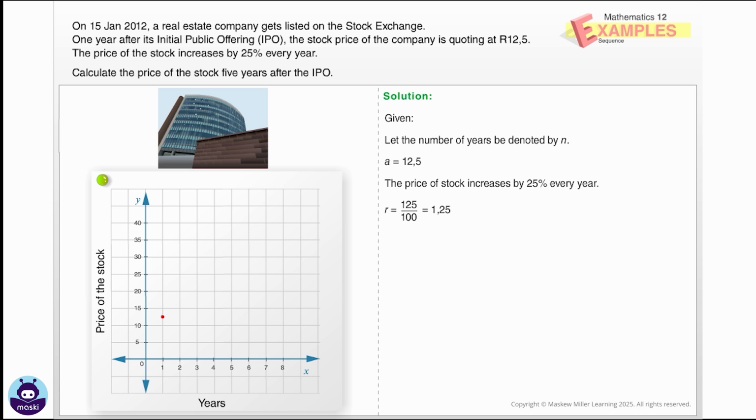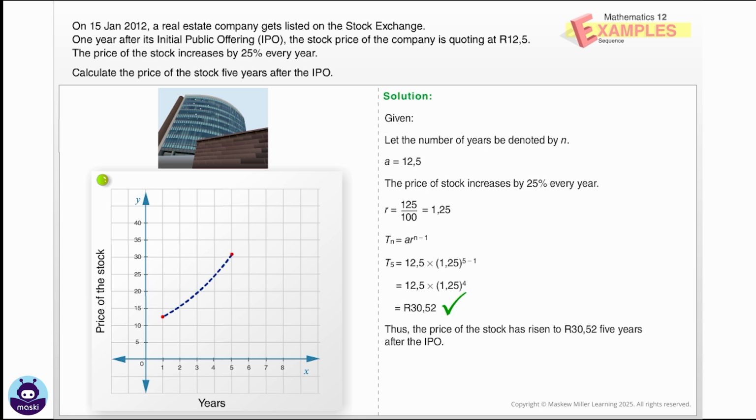Substituting the values of a and r for T5, we get T5 equals 30 Rand 52 cents. Thus, the price of the stock has risen to 30 Rand 52 5 years after the IPO.